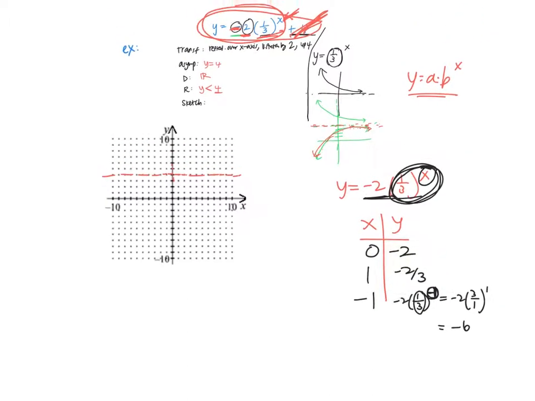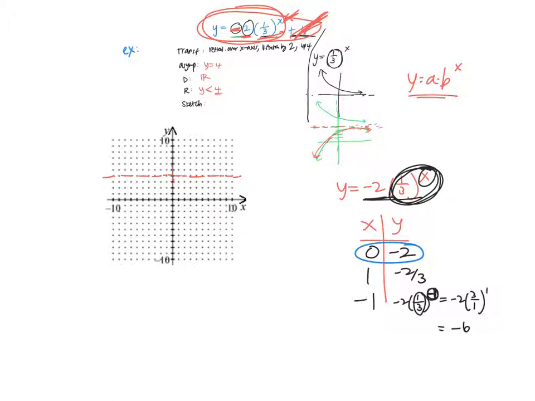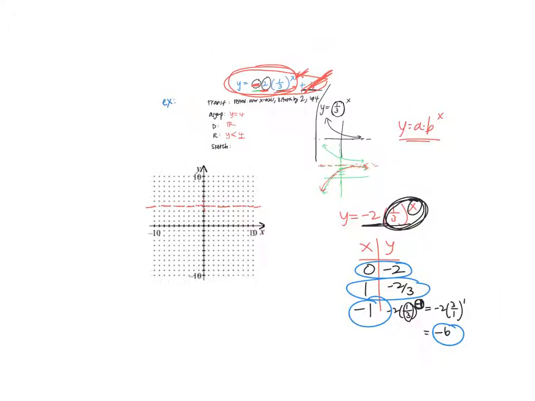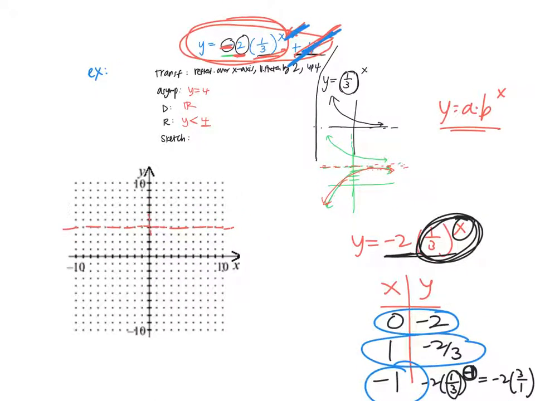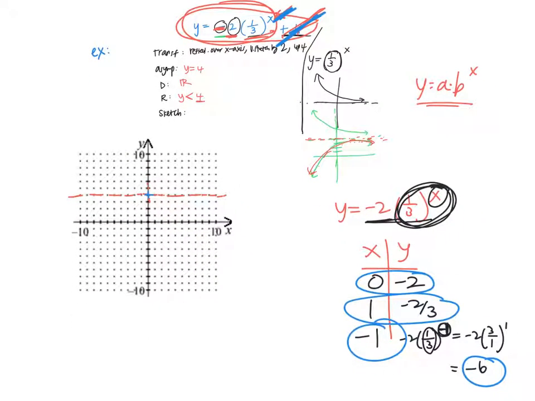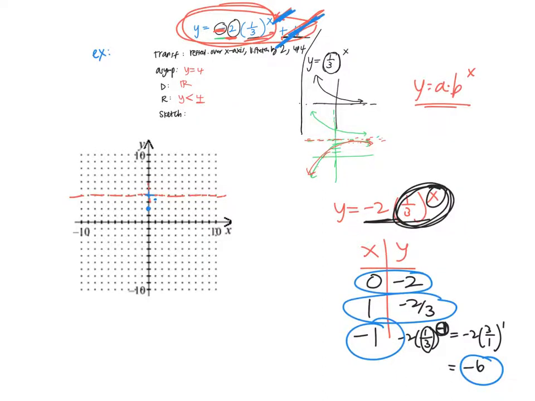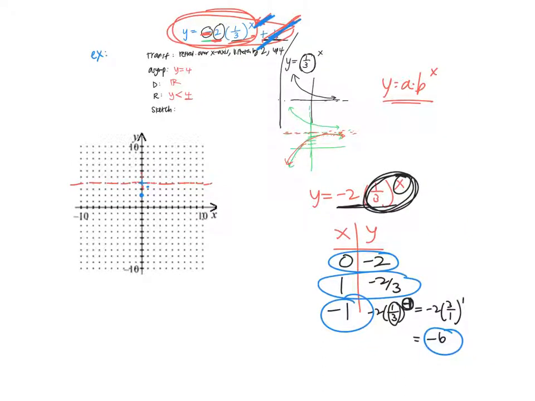Let's go ahead and plot these points. We're plotting 0, -2, 1, -2/3, and -1, -6 on my shifted xy coordinate plane. Remember, I took care of the h comma k by just shifting the entire xy axis. So here's 0, 0. I'm plotting 0, -2, and I'm plotting 1, -2/3, and -1, -6. So here's -1, -6. 1, 2, 3, 4, 5, 6.